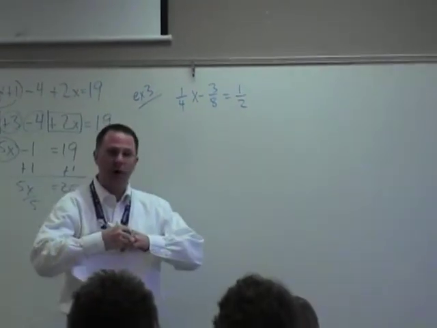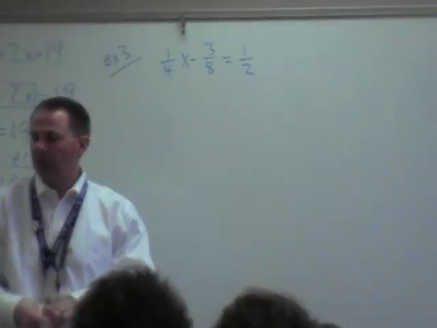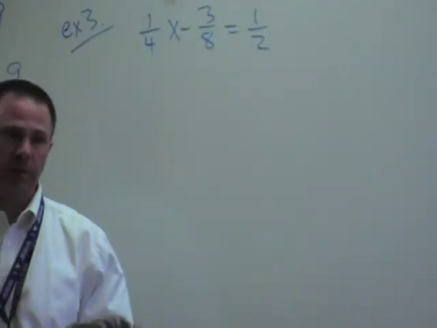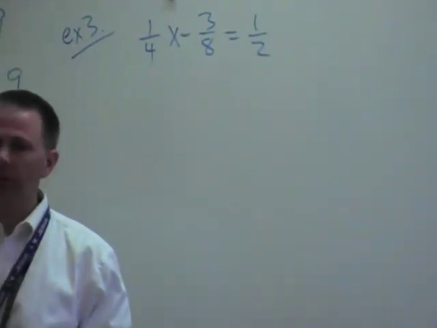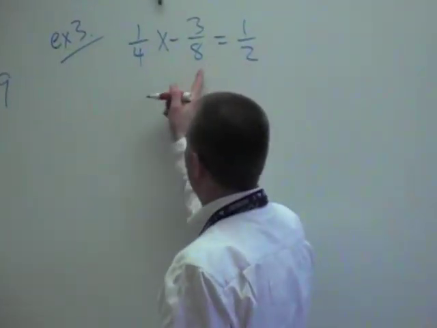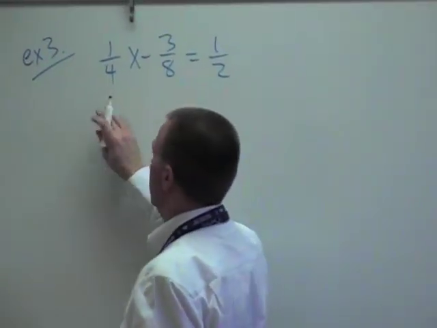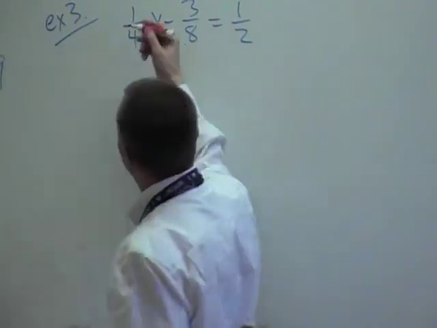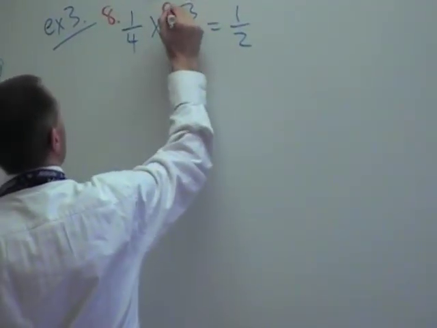So, you can do this problem with the fractions, or do you want to get rid of the fractions? Get rid. Okay, and that's kind of what we're learning in this section. I want to get rid of the fractions by multiplying by a common denominator. What is a common denominator? 4, 8, 2, 8. So I'm going to multiply everything by 8.